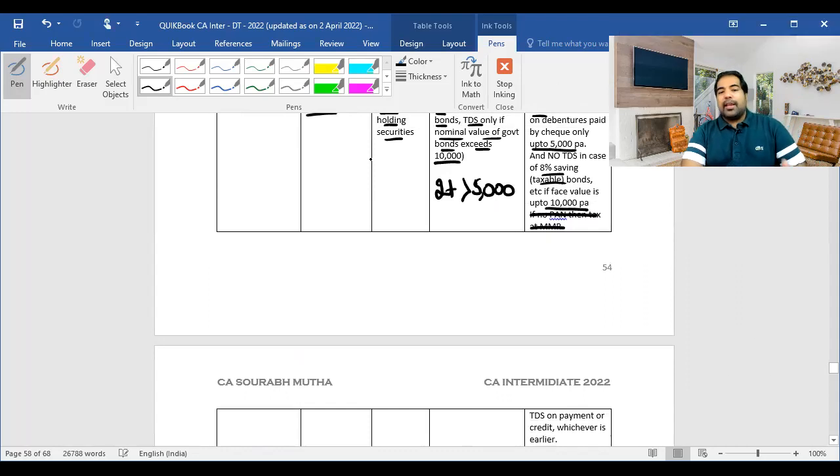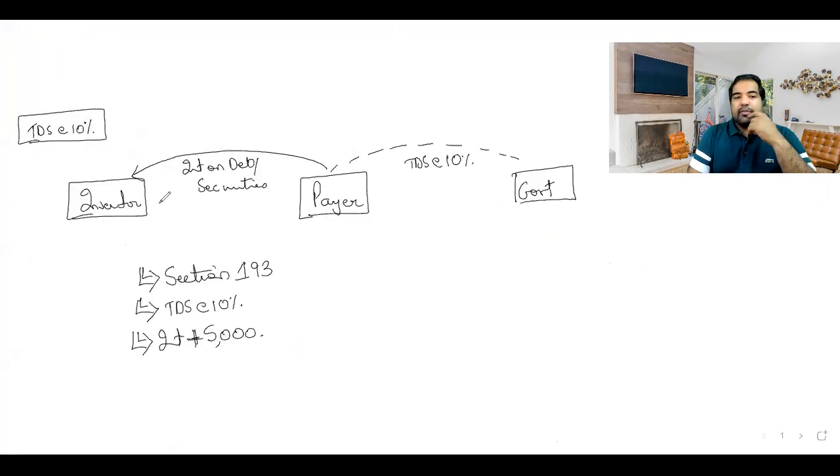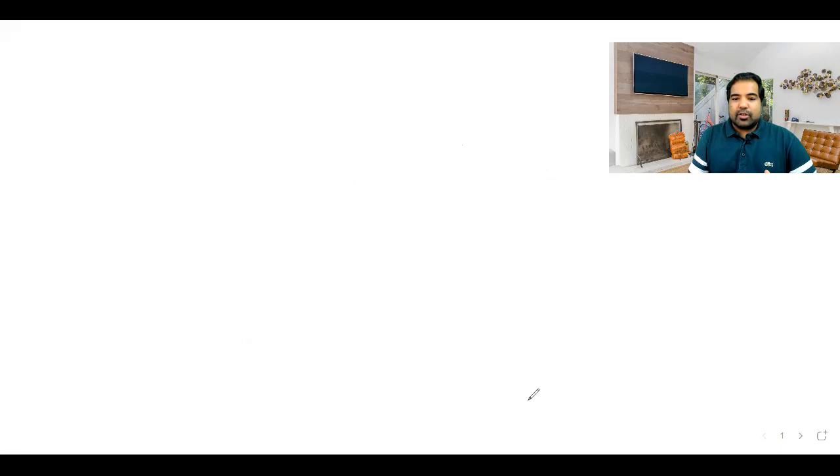Just adding one more thing, guys. In case of 193, if the investor here is LIC or GIC, then there will be no TDS, because LIC and GIC have so much investment that the government says on that interest, they will not have to deduct any TDS. So if the investor here is LIC or GIC, that's an exception. There will be no TDS. So that is section 193.